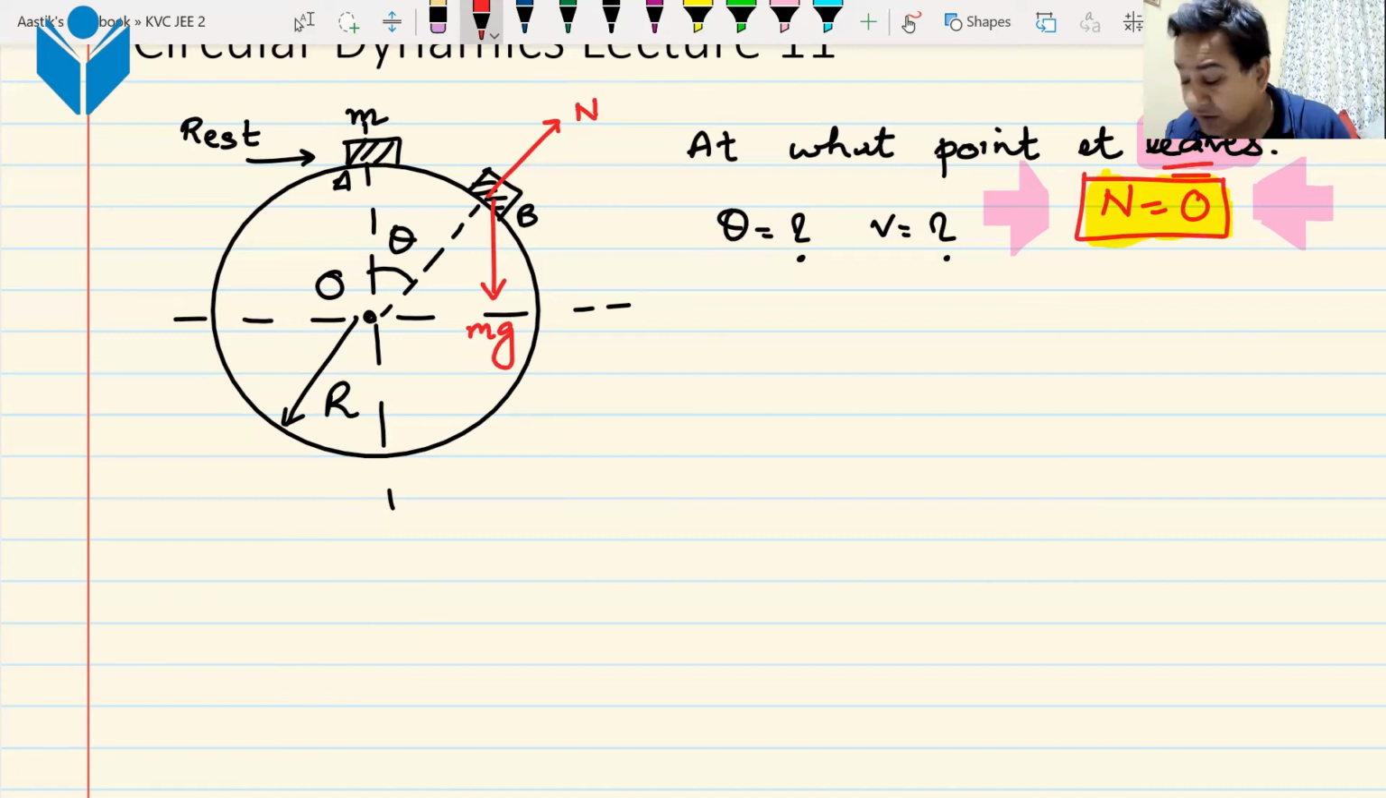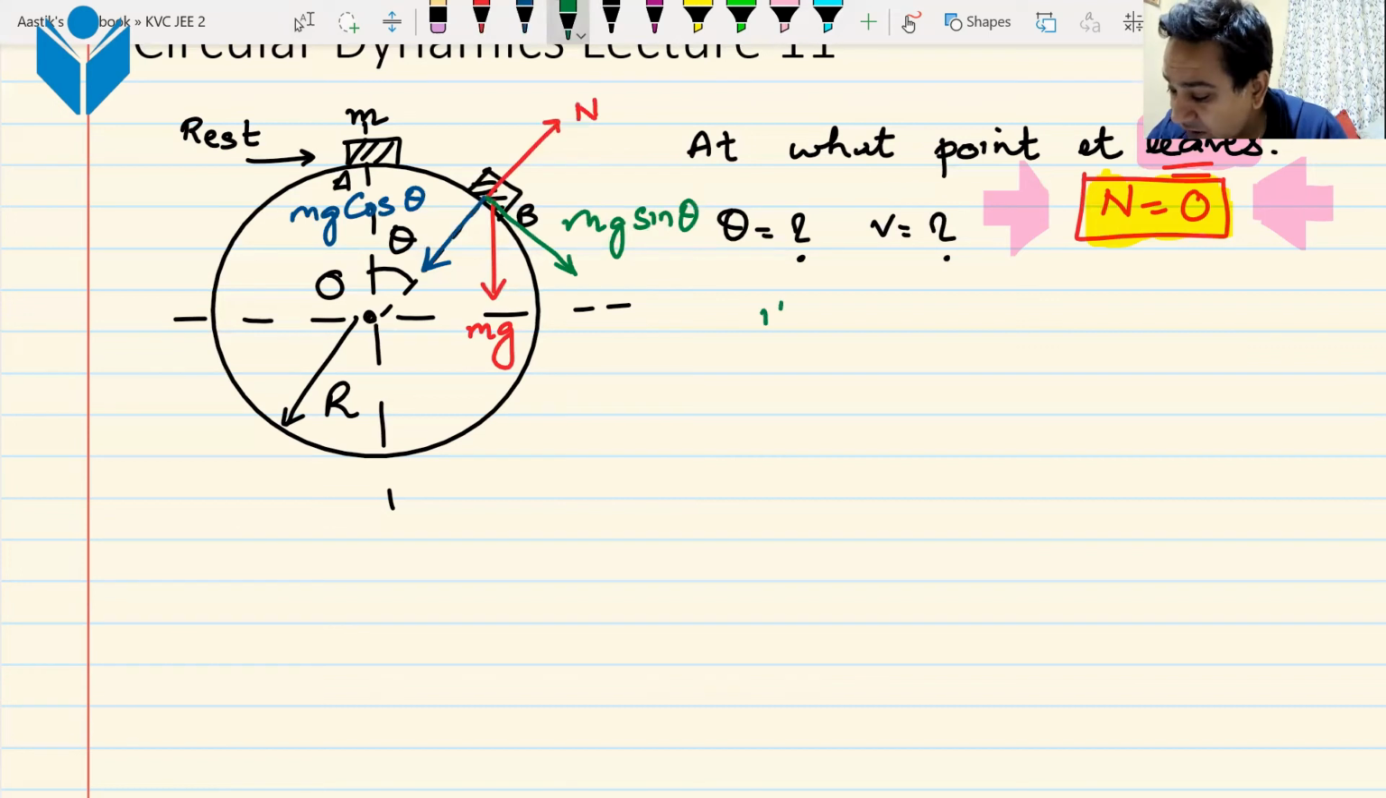Now, this weight mg is going down, so I will resolve it into two components. I hope everyone knows what the two components are. One is towards the center. That component, I think, is mg cos theta. Yes or no, the blue component? Theta is equal to tan inverse of L by R. What is L? What is R? And this component is mg sin theta.